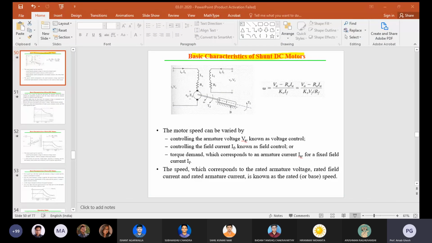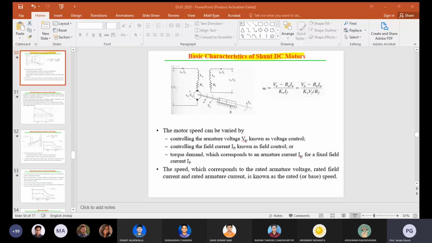Another thing is the power developed. How much power is developed? You know that it is torque into speed, T into omega. That is your power, which remains constant up to base speed. After that it will vary. The figure below shows the characteristics of torque, power, and armature current for the field current against the speed. I hope all of you understand.